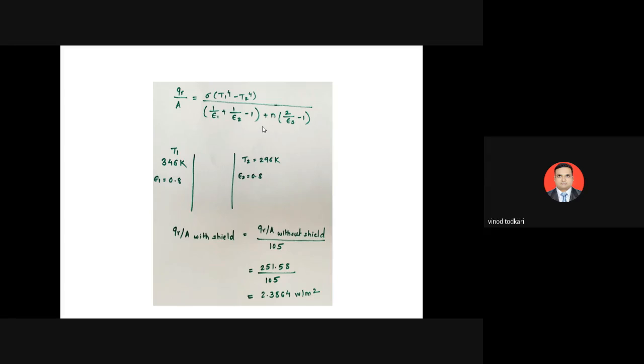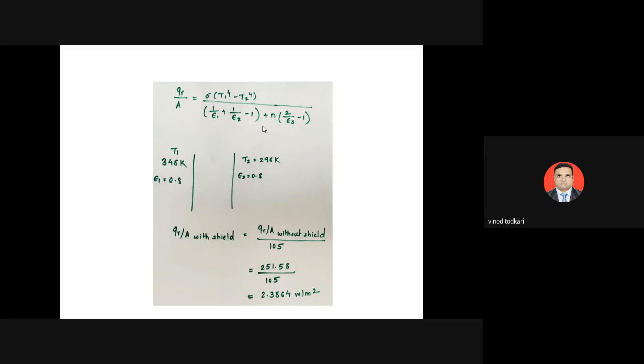So what was the formula? QR upon A is equal to sigma into bracket T1 raised to 4 minus T2 raised to 4 divided by bracket 1 upon epsilon 1 plus 1 upon epsilon 2 minus 1. Right? Without shield. If one shield is there, then I will write plus one more term.